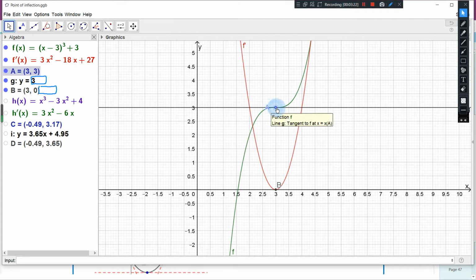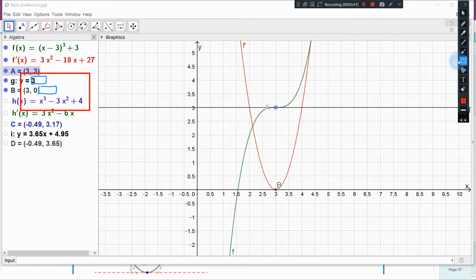So you will notice that this point of inflection also a stationary point because its dy dx is equal to 0. The gradient of the tangent is equal to 0. But some of the point of inflection, they are actually not stationary point. For example, now you look at this one.